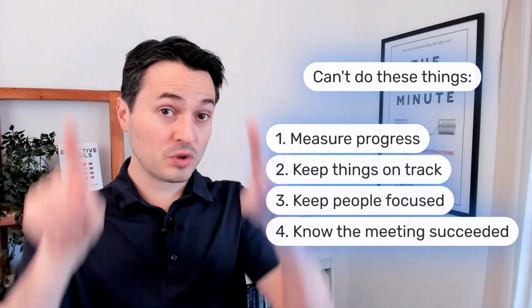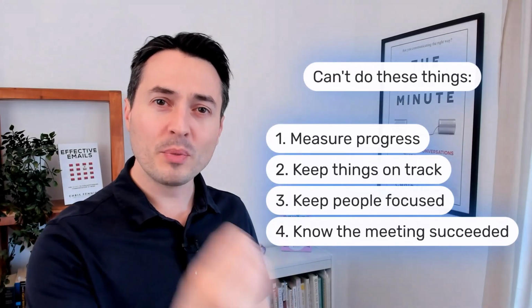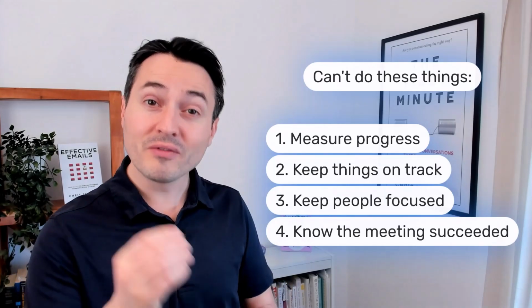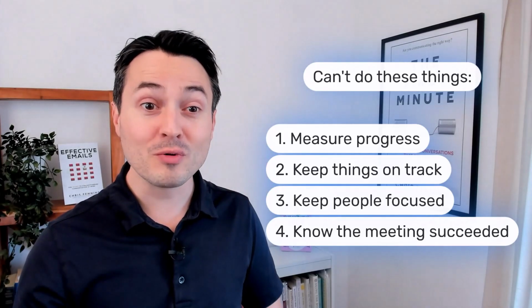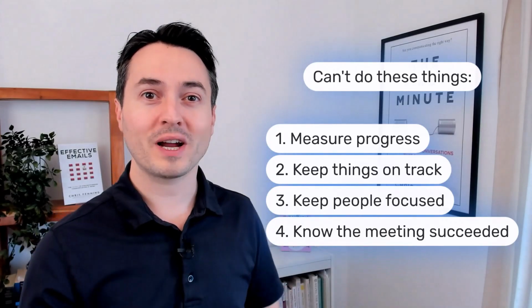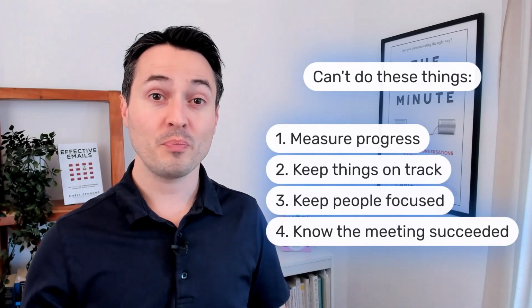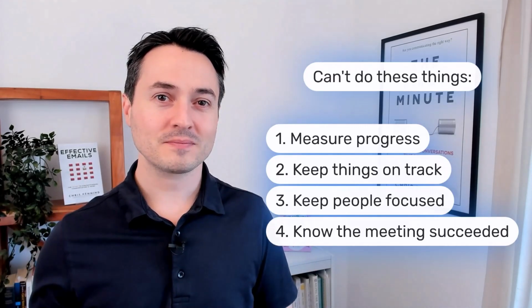Having a topic puts a nice boundary around the meeting. People can't stray outside of it. Having a purpose gives focus and people know why they're there. And the output, having a very clear output, means you can measure the progress towards it, keep people focused on it and keep on track towards those things, and you know whether the meeting has succeeded or not because you either have or do not have that particular output.